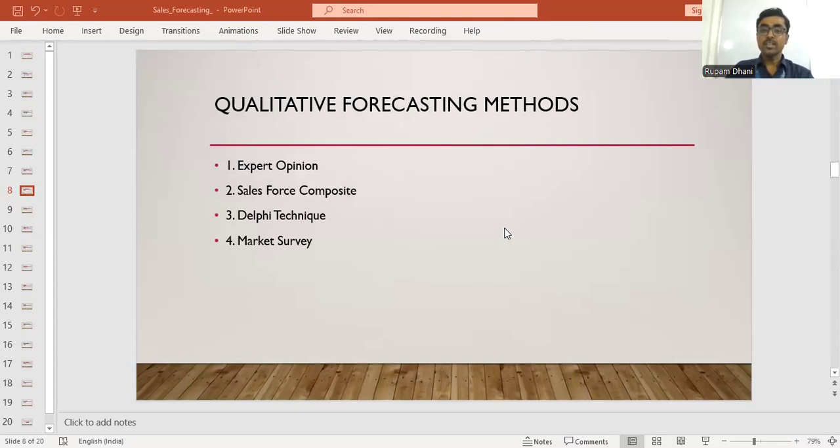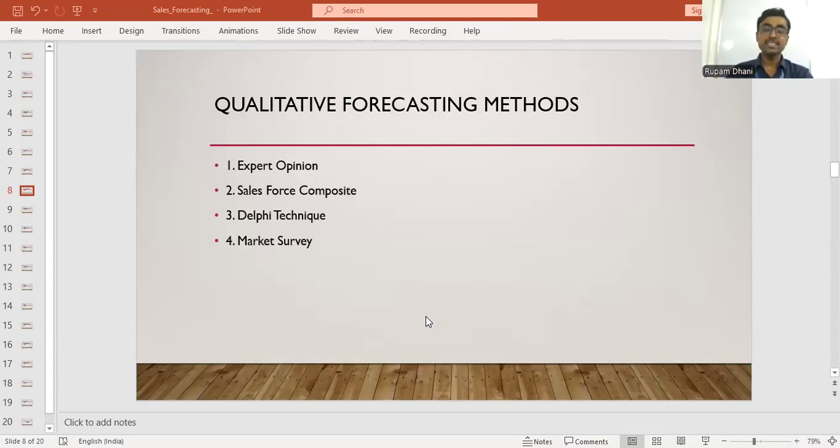Next is the market survey. This involves directly asking customers about their purchase intention, their behavior, what they need. So market survey is basically done through a questionnaire-based method. Already you have studied in research methodology how to collect the data.